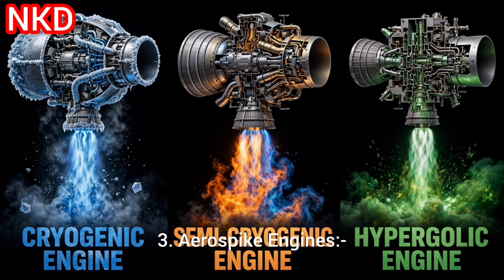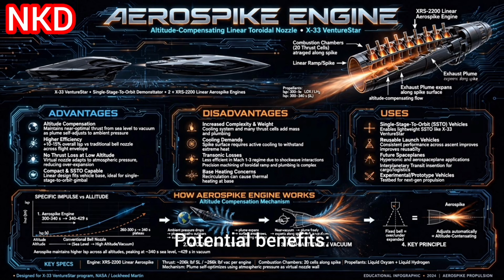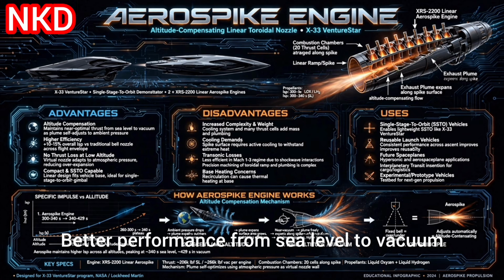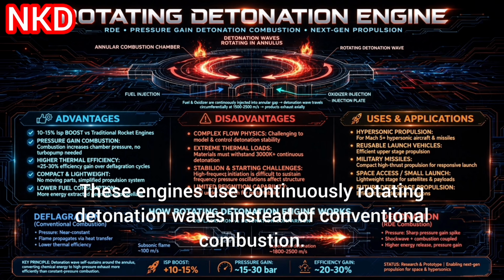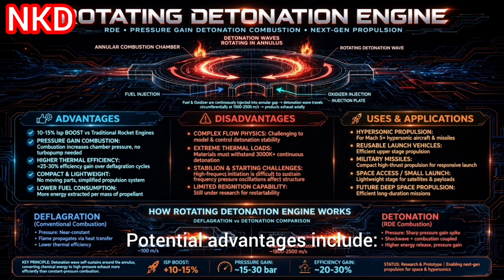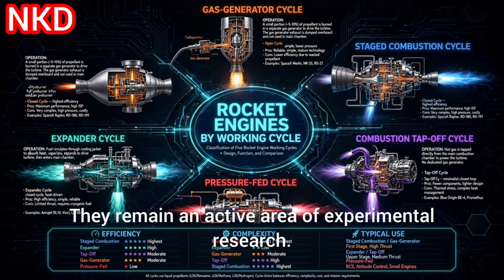3. Aerospike engines. Such engines automatically adapt to changing atmospheric pressure. Potential benefits: higher efficiency, better performance from sea level to vacuum. 4. Rotating detonation engines. These engines use continuously rotating detonation waves instead of conventional combustion. Potential advantages include greater efficiency, reduced fuel consumption, simpler design. They remain an active area of experimental research.